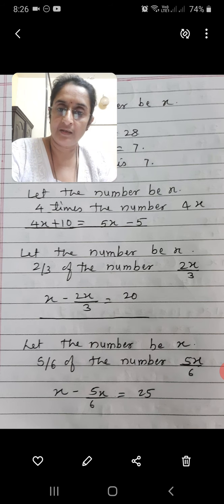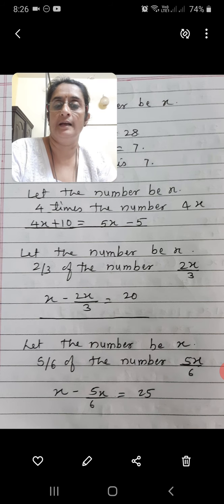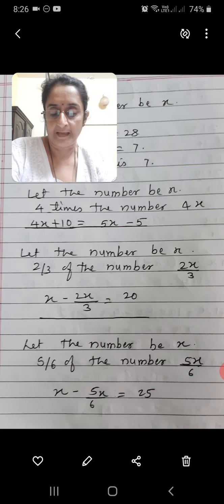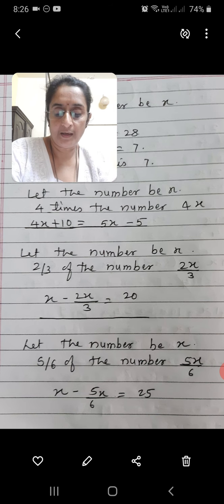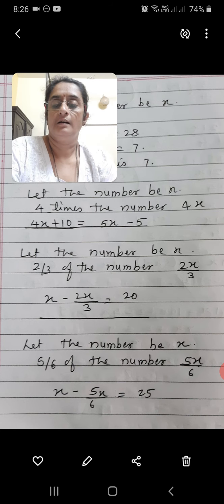So this is the equation. Solve the equation, you will get the x value, that is the original number. Next is the fourth one. A number is 25 more than its 5/6 part. Find the number. Now, for a given number, if you take 5/6 part of that number, the original number is 25 more than that 5/6 part.